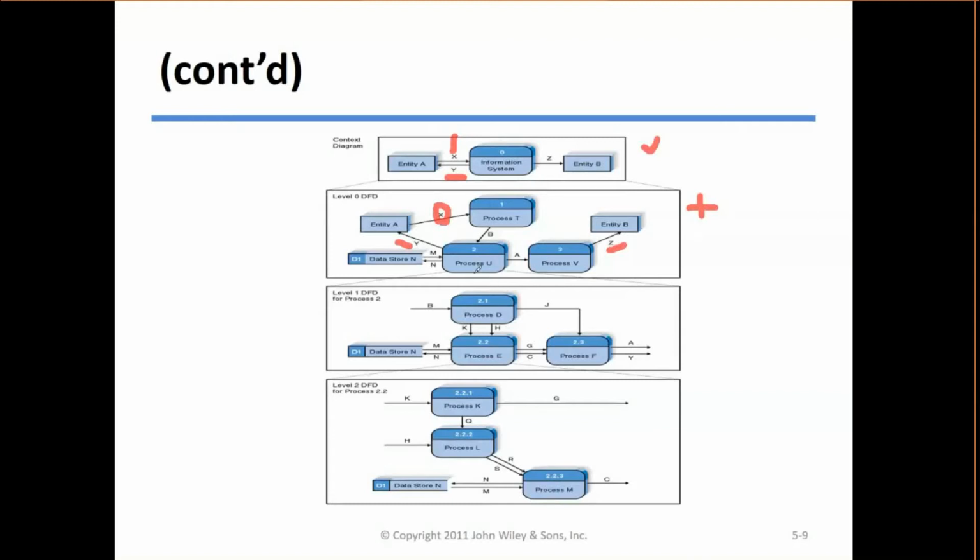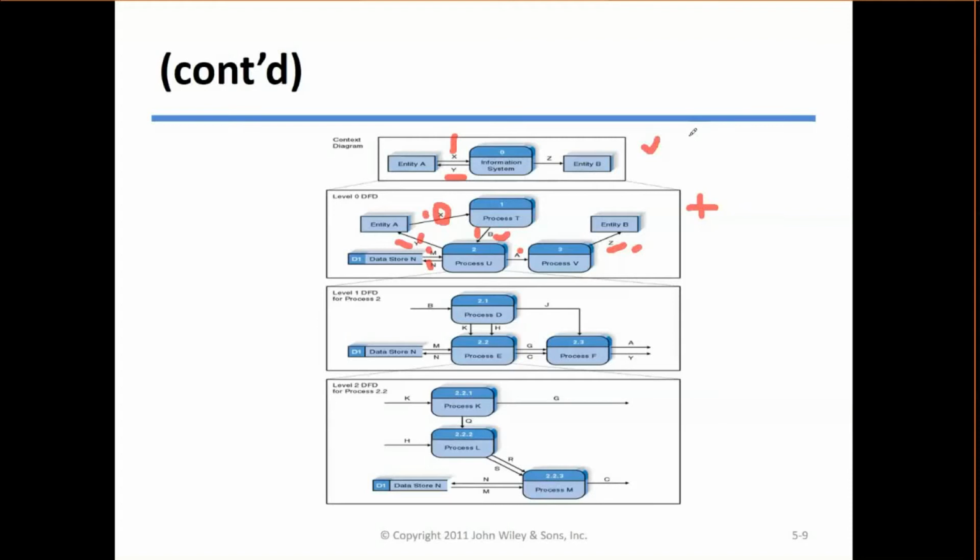Yes, it is possible that some new inputs and outputs come in. For example, B is an output for process 1, but it is an input for process 2. Then M, N, and A. So you see, at this level, the number of data increases from 3 to 7: 1, 2, 3, 4, 5, 6, and 7. But the 3 must be there.